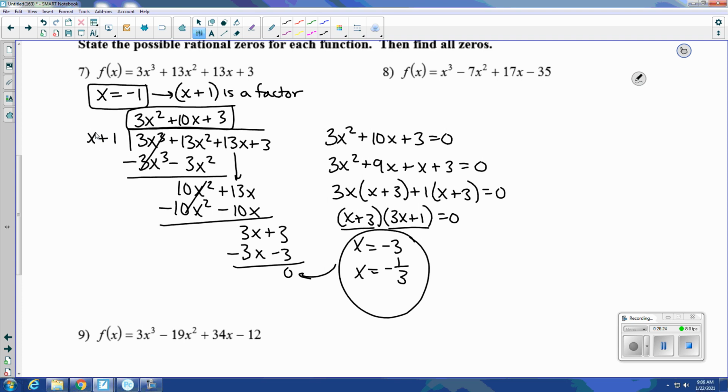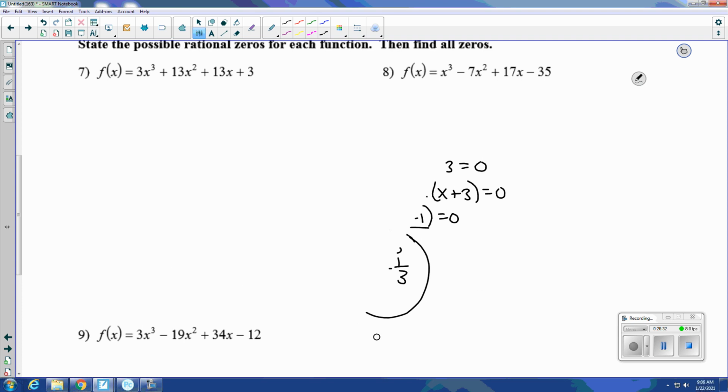2 of them came from solving the quadratic. 1 of them came from the potential zeros list. And there is how we use the rational root theorem in the event our original polynomial could not have been factored.